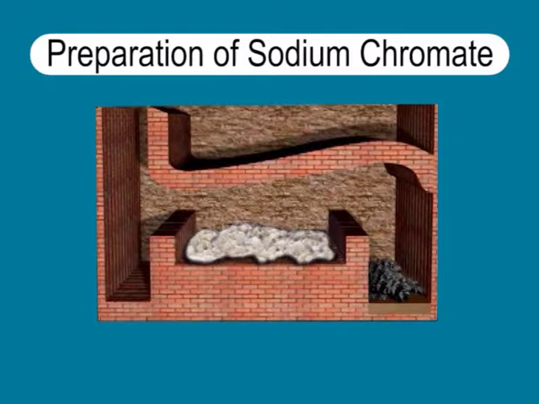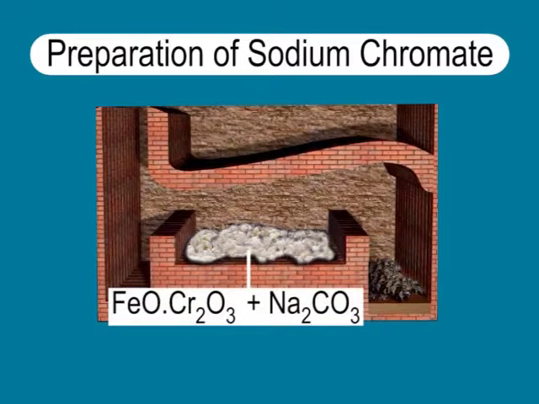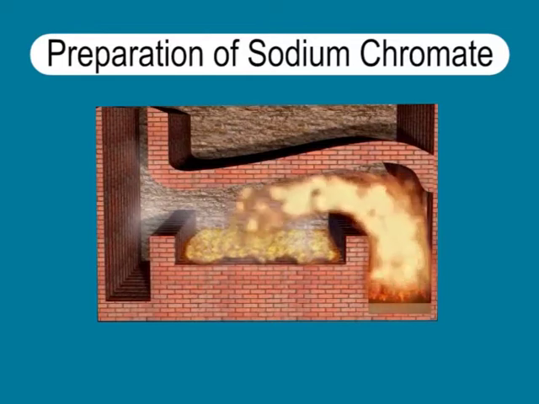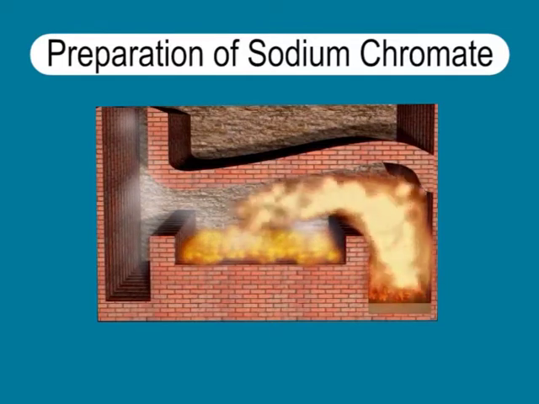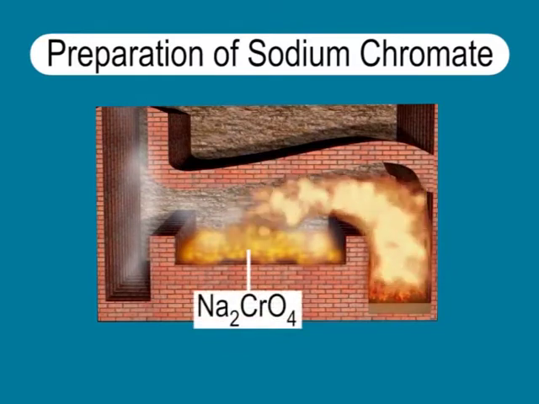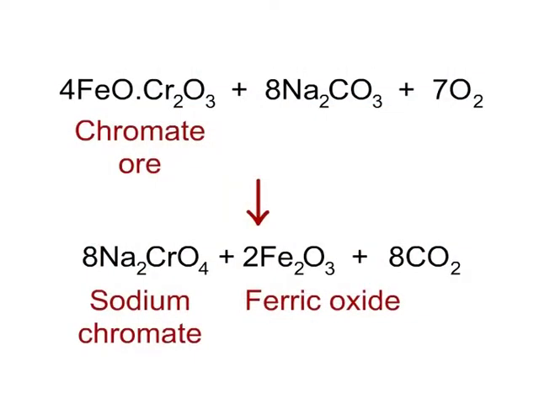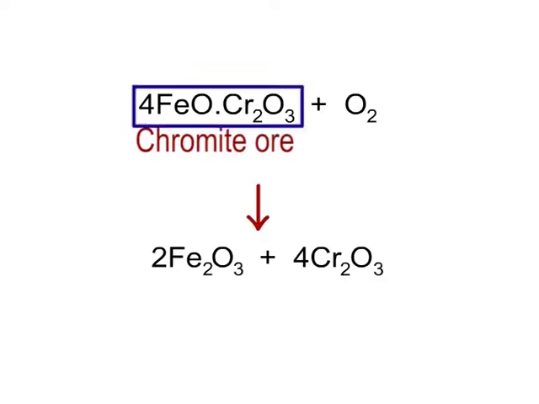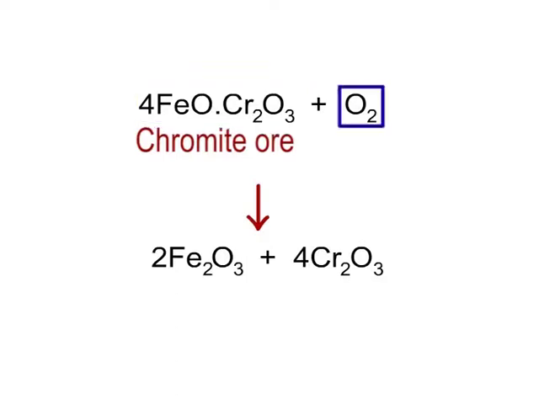Preparation of sodium chromate. Chromite ore is finely powdered and is heated with sodium carbonate in the presence of air in a reverberatory furnace. This reaction produces yellow-colored sodium chromate. In this reaction, ferric oxide and carbon dioxide are also formed. This reaction takes place in 2 steps. In the first step, chromite ore reacts with oxygen to form ferric oxide and chromium oxide.